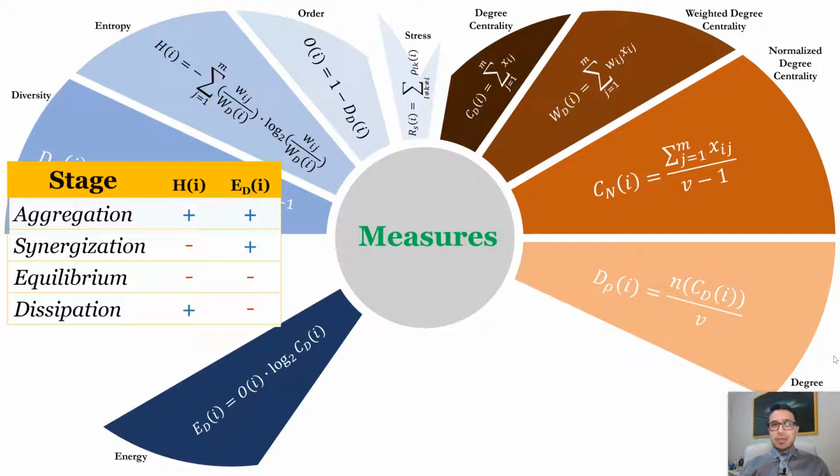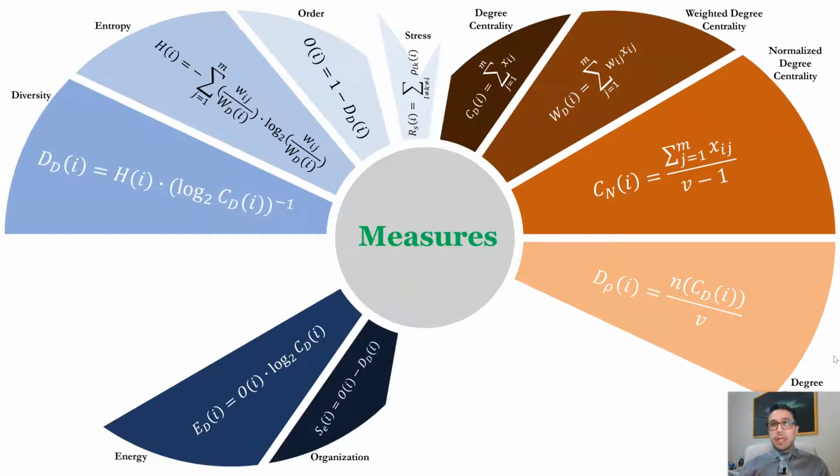Aggregation stage nodes are the nodes with both entropy and energy increasing. Synergization is the stage that energy is increasing but the entropy is decreasing. Equilibrium is when both of them are decreasing, and dissipation is the time that we see an increase in entropy and a decrease in energy. Also, we can calculate the organization by subtracting diversity from order.